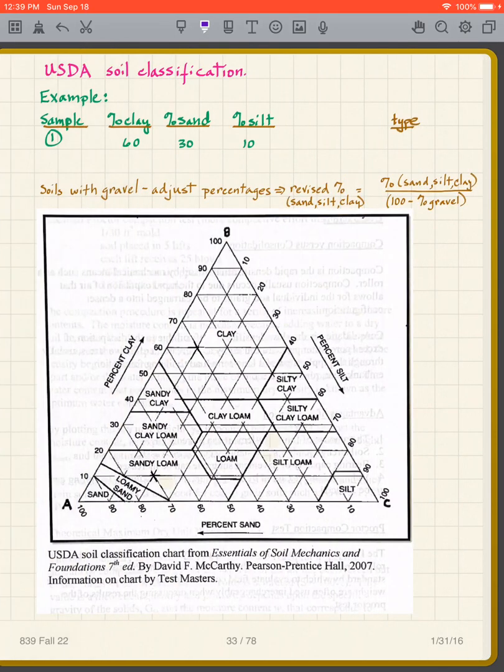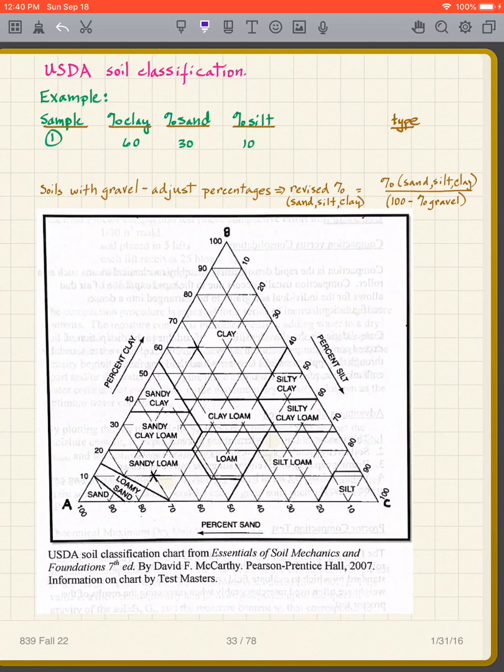So here is a soil, certain percent clay, percent sand, percent silt. So I want you to use this chart and figure out what kind of soil you have. So here's the soil type. And I'll just note that soils with gravel, you got to adjust the percentages a little bit, because notice there's no gravel here. We got clay, silt, and sand. There's no gravel. Well, how do you deal with gravel?